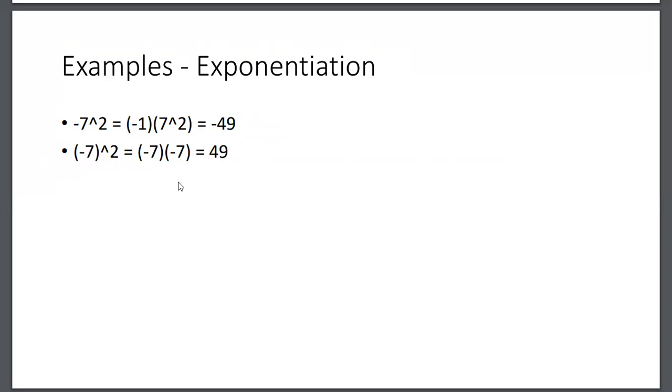This is a common mathematical mistake made by beginners. They see this negative 7 squared and they think, oh, I'm squaring the negative 7, but they're forgetting that this exponentiation has a higher priority than the minus, which is fundamentally a multiplication by negative 1.